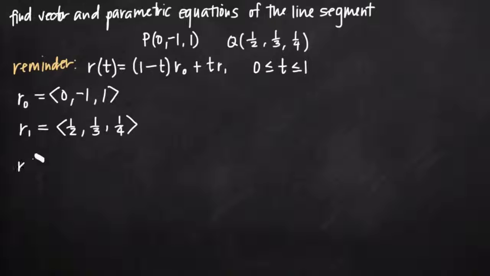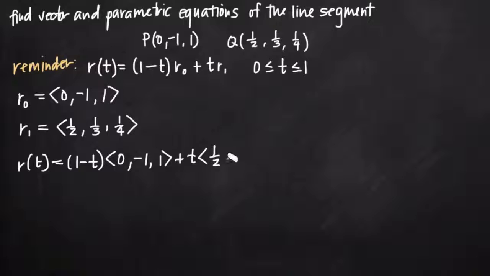All we're going to do there is say r of t is equal to quantity 1 minus t. Here's where we plug in our vector r sub 0. So we'll say (0, -1, 1), plus we multiply r sub 1 by t. So we have this t out in front, and we multiply it by the vector r sub 1, (1/2, 1/3, 1/4), like this. Now we just need to simplify this, and simplifying is as easy as distributing this 1 minus t across each of our vector components 0, -1, and 1, and then distributing this t across our vector components 1/2, 1/3, and 1/4.